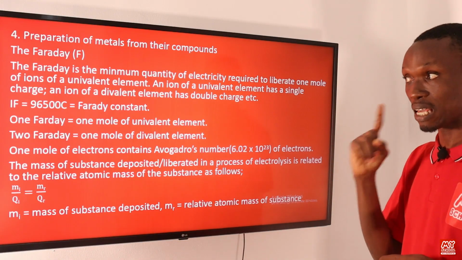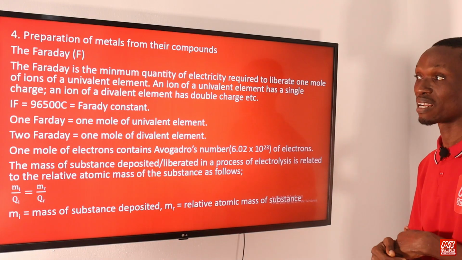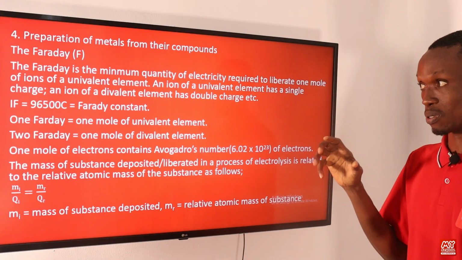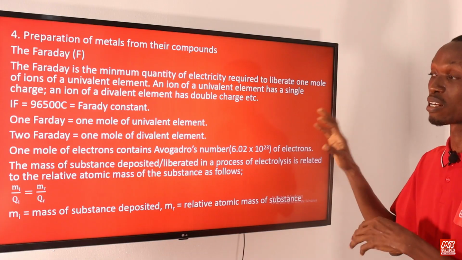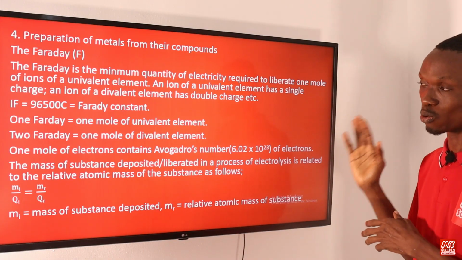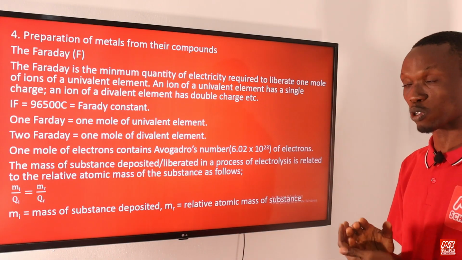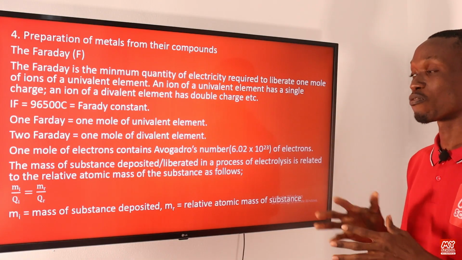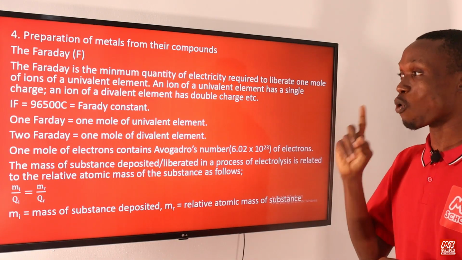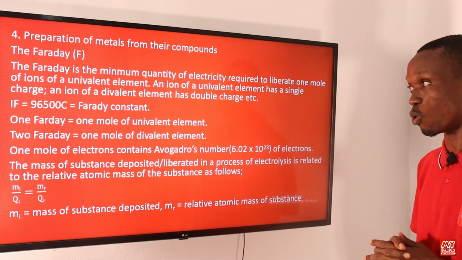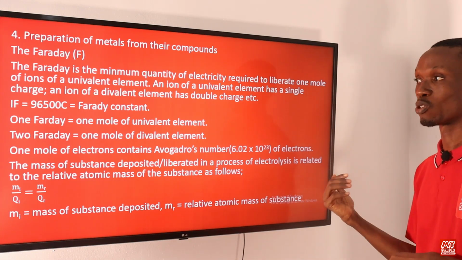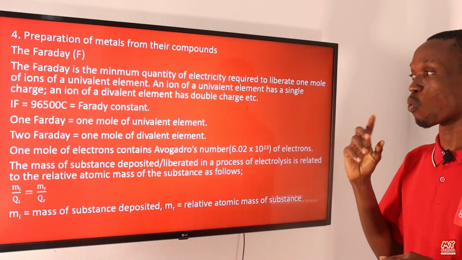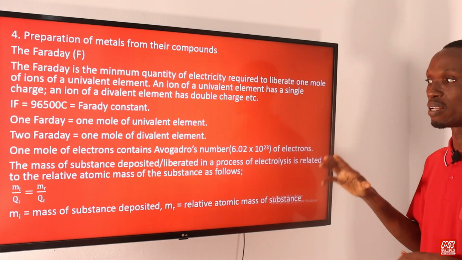So 1 Faraday is equal to 96,500 coulombs, and this is equal to the Faraday constant. Just take note of that. 1 Faraday is equal to 96,500 coulombs. But remember that 1 Faraday is equal to 1 mole of univalent element. So in that case, 2 Faraday will be equal to 1 mole of divalent element.